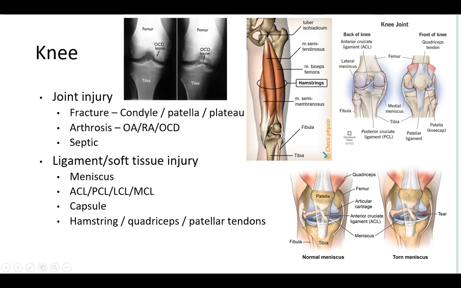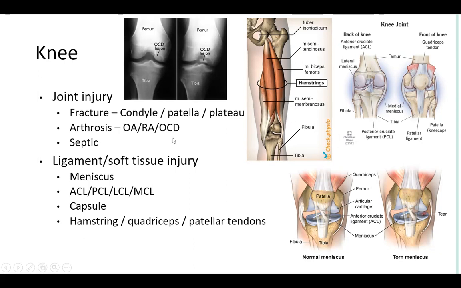One of the fractures that can happen is a fracture to the condyle. You can have a fracture to the patella, and you can see the posterior surface of the patella is articular as well. You also can have a fracture to the plateau, which is the upper part of the knee. These are things that can happen with trauma. And then again, one of the most common types of arthritis is knee OA. You can have rheumatoid arthritis, and it can present with arthritic changes, narrowing of the joint, as we talked about before.